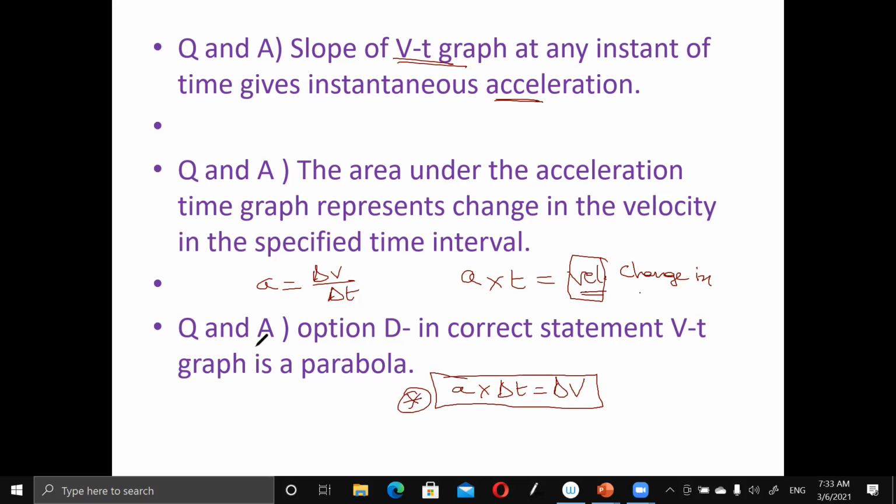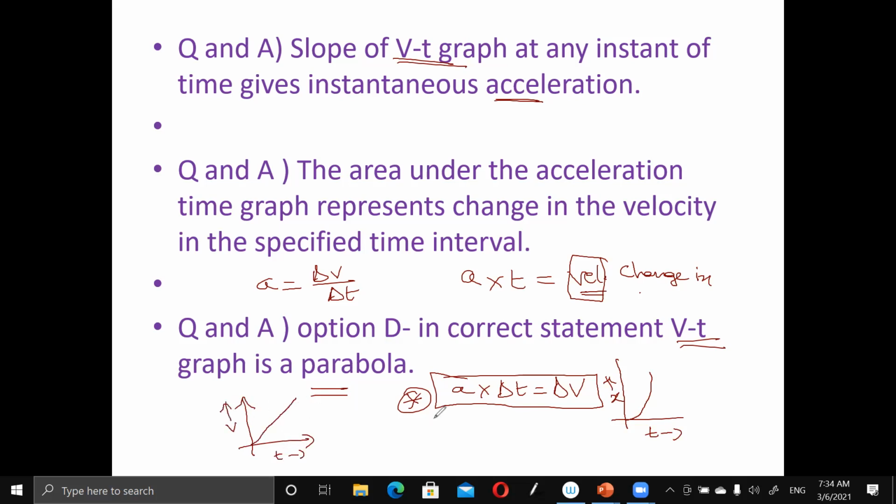The next one is there is an incorrect statement about the VT graph. They asked which statement is incorrect. The option saying the VT graph is a parabola is the one you have to look for. The other options are all correct, because they asked for the uniform acceleration case. The XT graph is a parabola and the VT graph is a straight line. So VT graph is a parabola is the wrong answer. The VT graph will be a straight line.